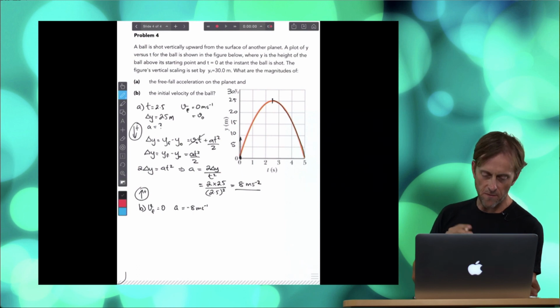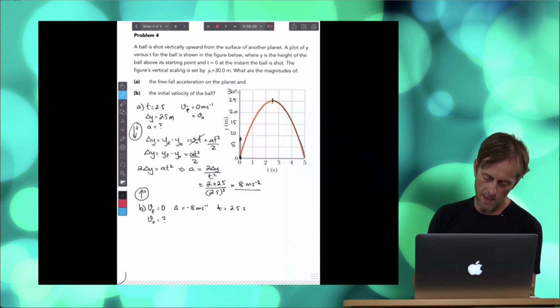So its final velocity is 0. We're looking for the initial velocity, so we're looking for v0 now. What speed was this thing launched off at? What else do we have? Well, we have t. It takes 2.5 seconds to get to the top of the arc. And we also have, importantly, delta y, 25 meters.